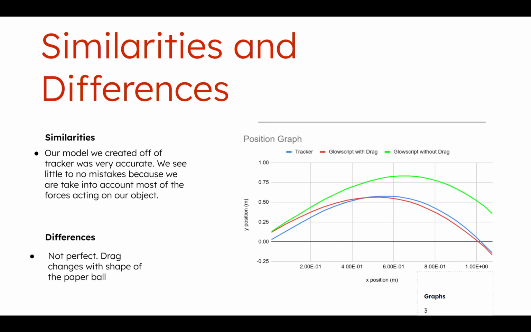The similarities and differences. The similarities we found: our models we created off Tracker were very accurate. We see little to no mistakes because we are taking into account most of the forces acting on our object. The differences: it's not exactly perfect, but the drag changes with the shape of the paper ball. As you can see on the graph, the blue and red lines are pretty similar.